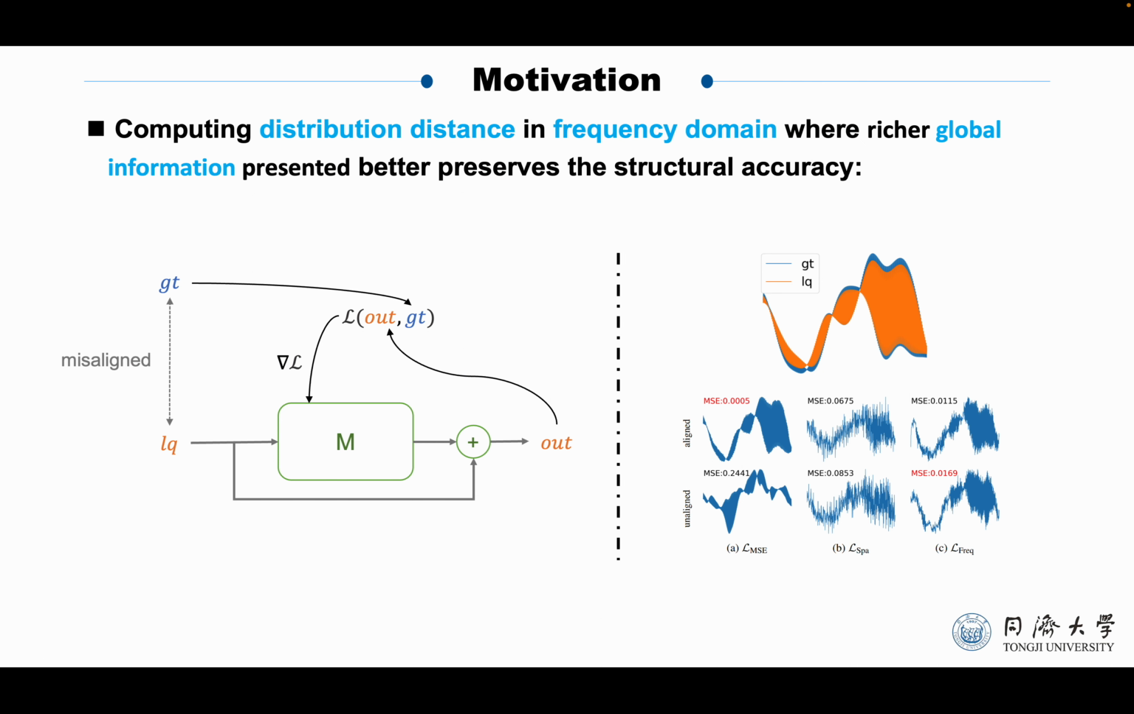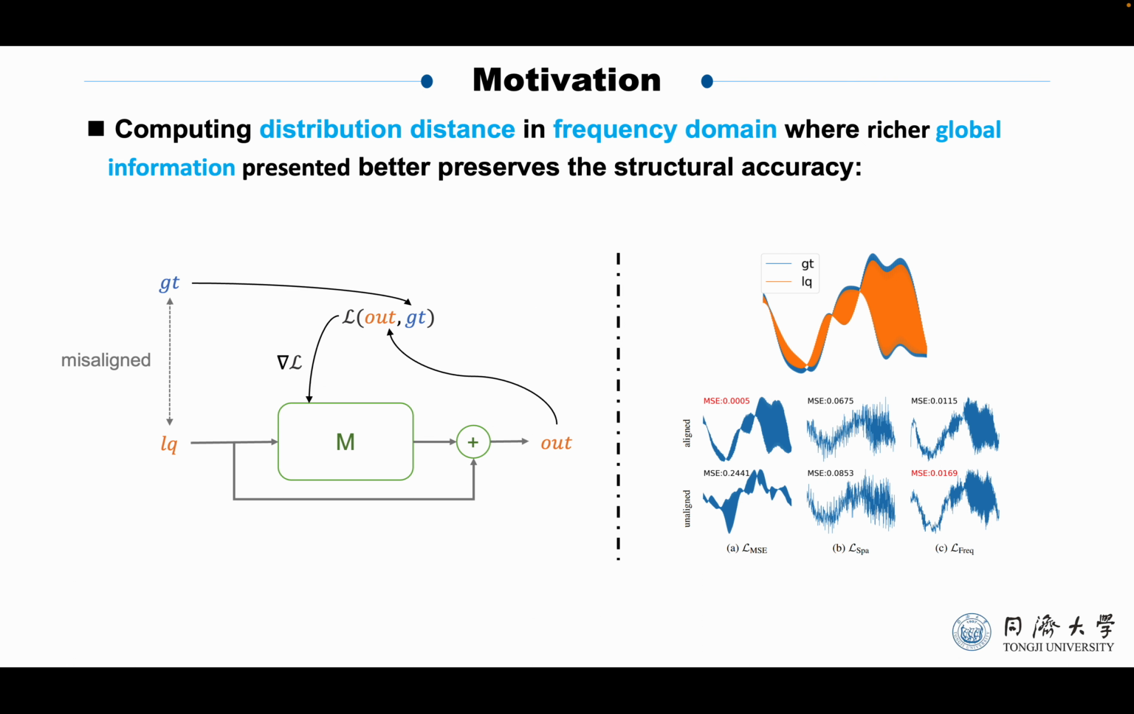Next, I will introduce our motivation. Our motivation is twofold. First, the discarding of spatial information in distribution-based loss functions, such as Wasserstein distance, may lead to the inability of these functions to preserve the structural accuracy of predicted results.